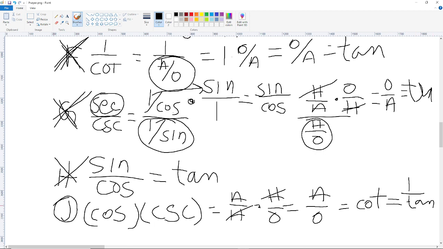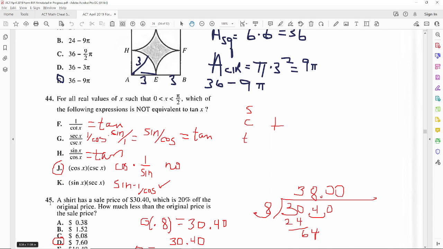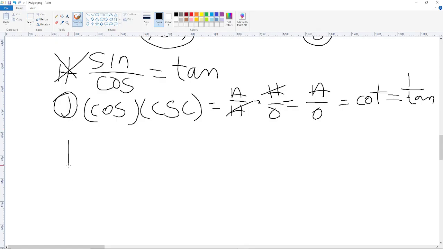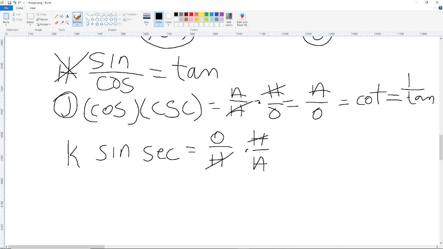J is the answer. And then we have K, sine times secant. I don't put the x's because I like to just save a little time. I'll use the ratios. Sine is opposite over hypotenuse times secant, which is hypotenuse over adjacent. The hypotenuses cancel. That's opposite over adjacent. And that is tangent. So SOHCAHTOA, tangent is opposite over adjacent.